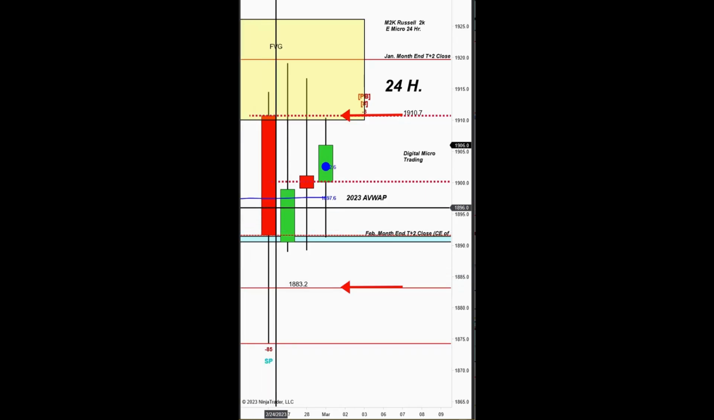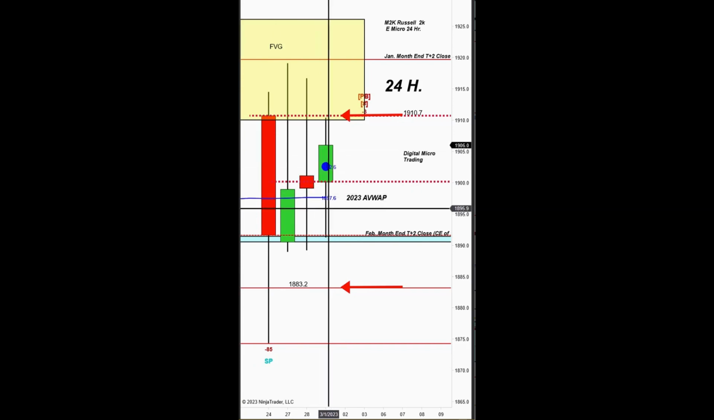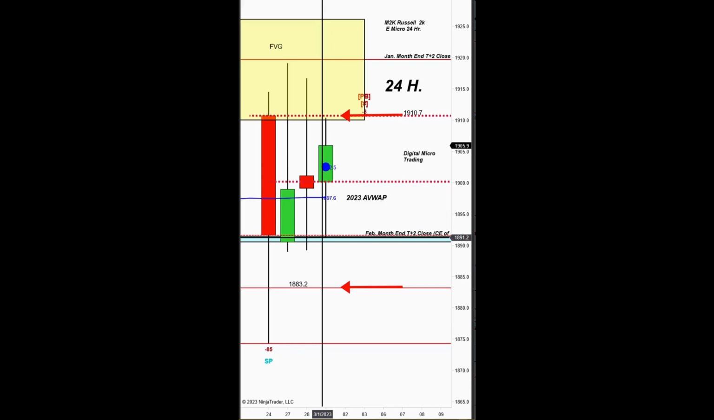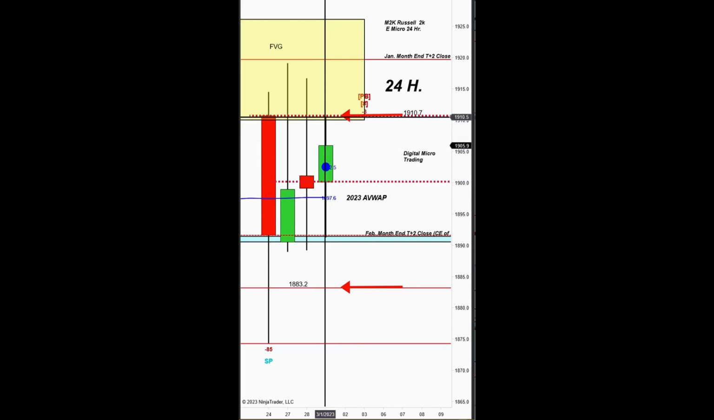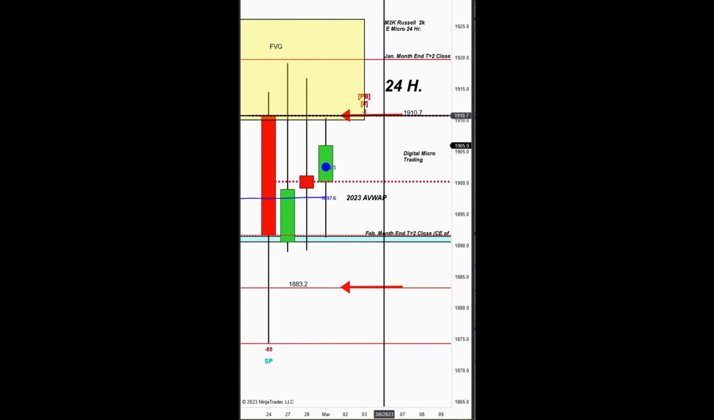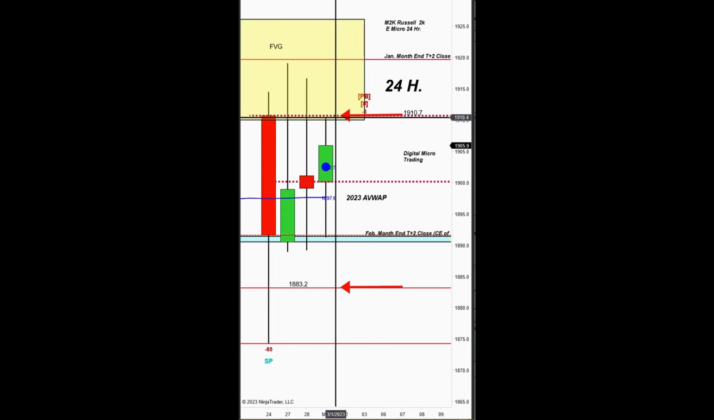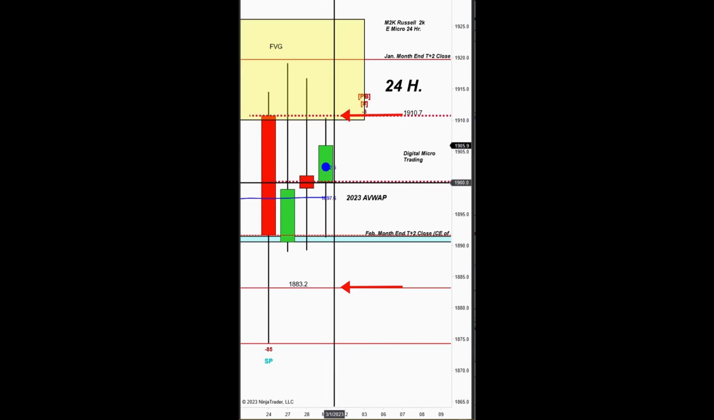24-hour, first day of March. So this candle is our Globex candle. And you can see here, we've already tagged with the candle wick the T+2 close of February. And there's an upper level where this red arrow is, with a lot of candle wicks before it in February at 1910.7. So it looks to me like price on the daily wants to stay above 1900.